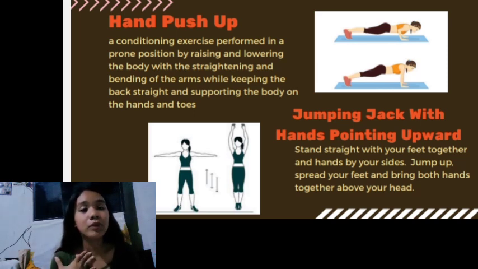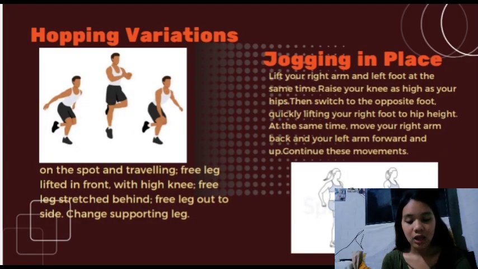And I'm assured that you all know how to perform jumping jacks. So aside from jumping jacks, one of the types of hopping, or tatalon tayo, is what you call hopping variation. What is hopping variation, by the way? It is a free leg lifted in front with high knee, free leg stretch behind, free leg out to the side, change position of the leg.